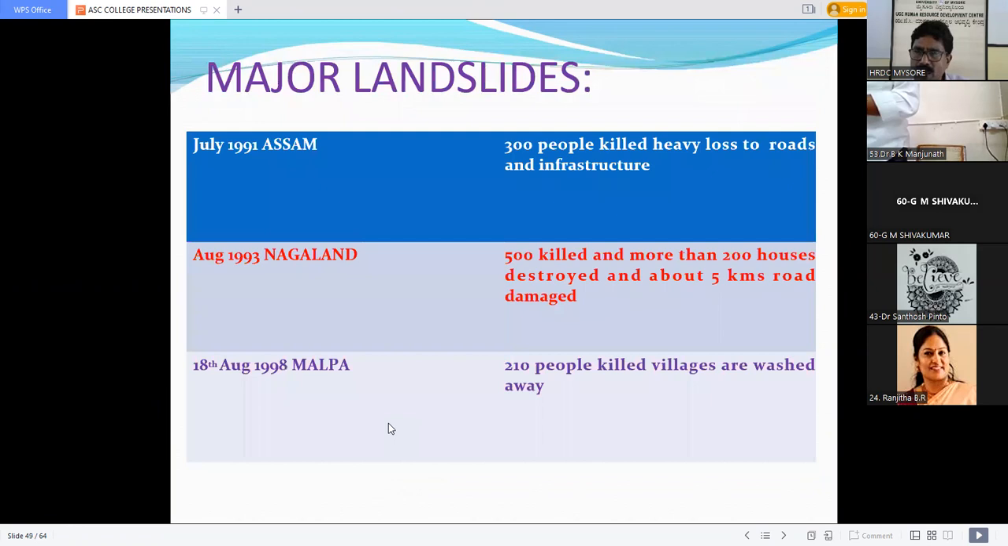So in the recent past, the maximum landslides happened in the Strat 6 now. Whether they are small or major, I'm not bothered about this. They are recorded by the Geological Survey of India, which gives information on its website.